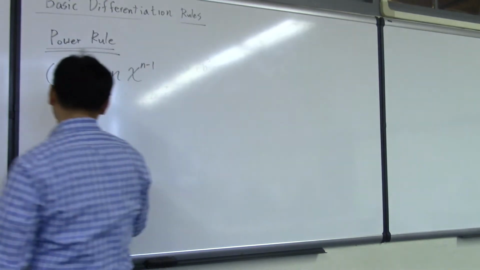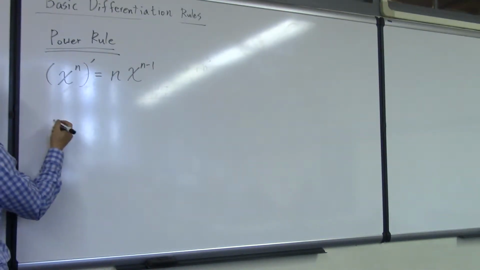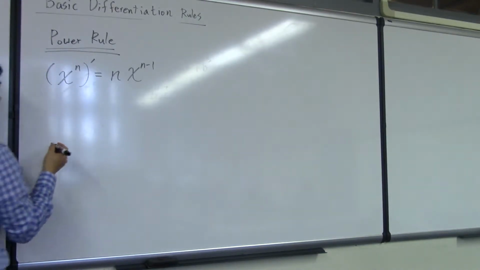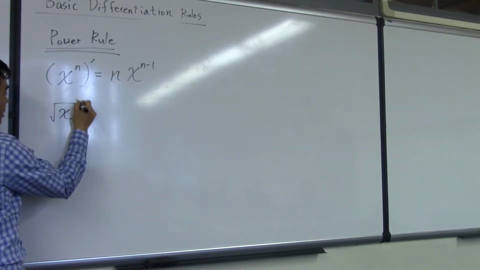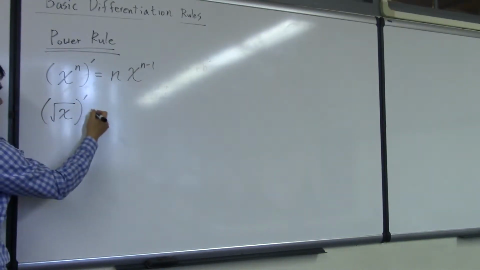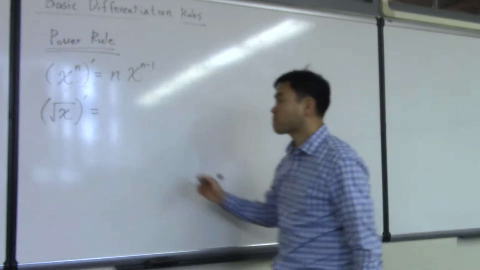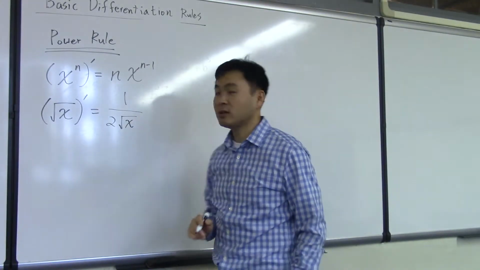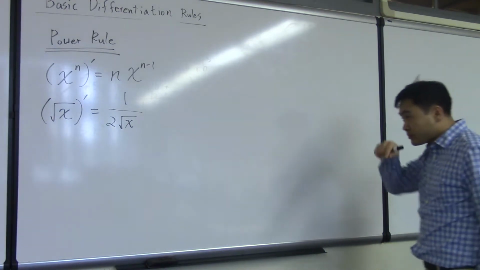So let me actually show you an example when this can be used for numbers other than positive integers. A few lectures ago, we actually differentiated the square root of x. Do you remember the derivative of this? 1 over 2 times square root of x. This appears frequently enough that you should memorize it.